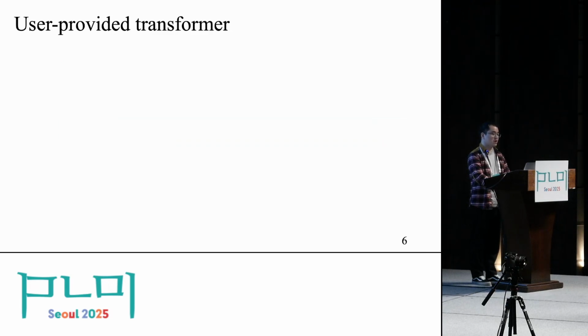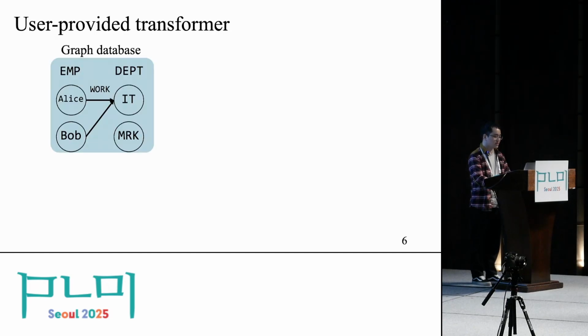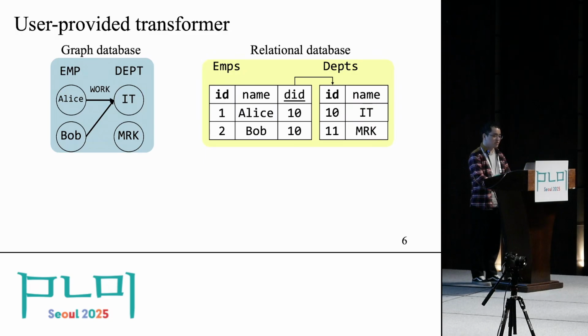To make this concept more concrete, let's consider a user-provided transformer example in practice. Here, we have a graph database where employee and department nodes are connected via a work edge. Specifically, it indicates that both Alice and Bob work in the IT department. In contrast, the relational database only has two tables, employees and departments, with a foreign key DID to maintain the relationship. It also indicates that Alice and Bob work in the IT department.